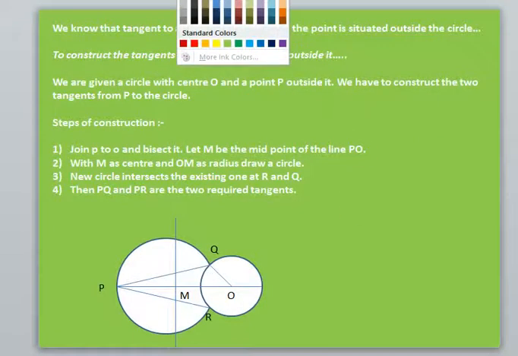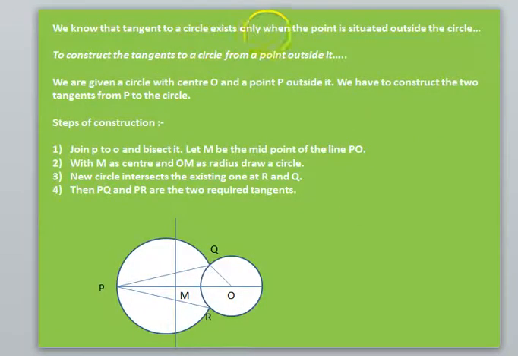We know that a tangent to a circle exists only when the point is situated outside the circle. What happens when it is inside? If I consider a circle like this, and I have a point somewhere inside the circle, how is the tangent possible? So 0 is the number of tangents for it. To construct the tangents to a circle from a point outside it, we are given a circle with center O and a point P outside it. We have to construct the two tangents from P to the circle.